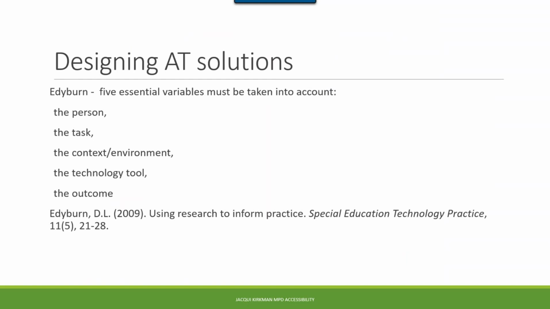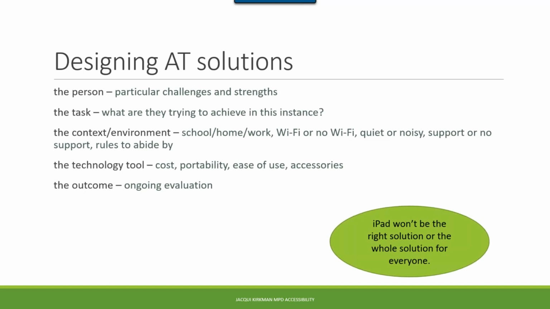When we're thinking about what is going to be a good solution for somebody using assistive technology, I'm looking at this model by Eddie Byrne, and he says that there are 5 essential variables you have to think about when you are trying to design a solution for somebody involving assistive technology. So his 5 variables are the person, the task, the context or environment, the technology tool, and then afterwards the outcome.